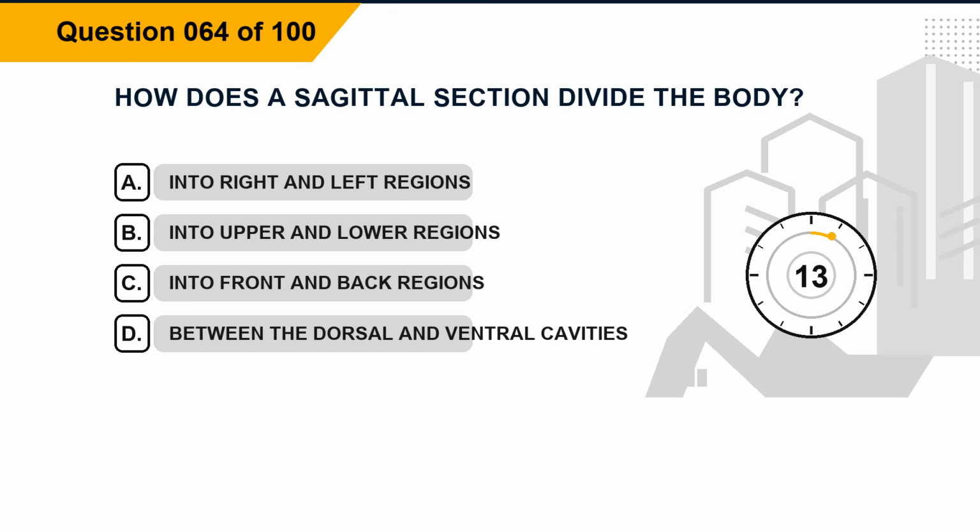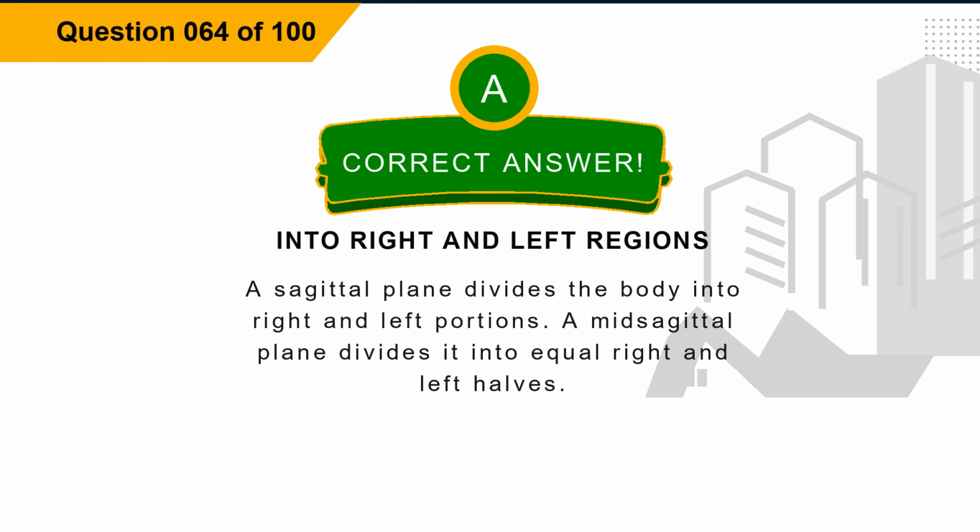Question 64. How does a sagittal section divide the body? Option A, into right and left regions. Option B, into upper and lower regions. Option C, into front and back regions. Option D, between the dorsal and ventral cavities. The correct answer is option A, into right and left regions. Explanation. A sagittal plane divides the body into right and left portions. A mid-sagittal plane divides it into equal right and left halves.